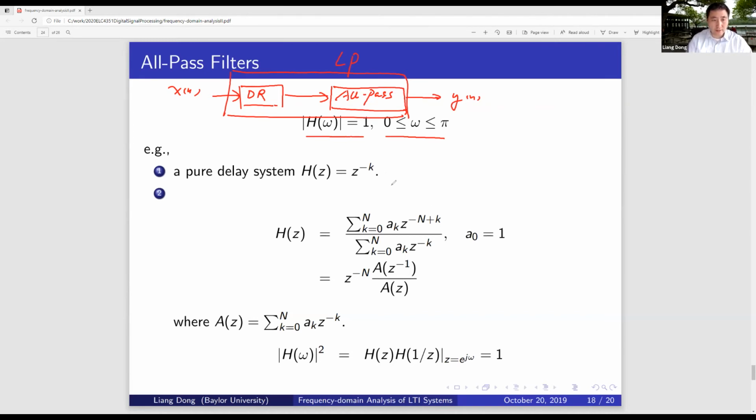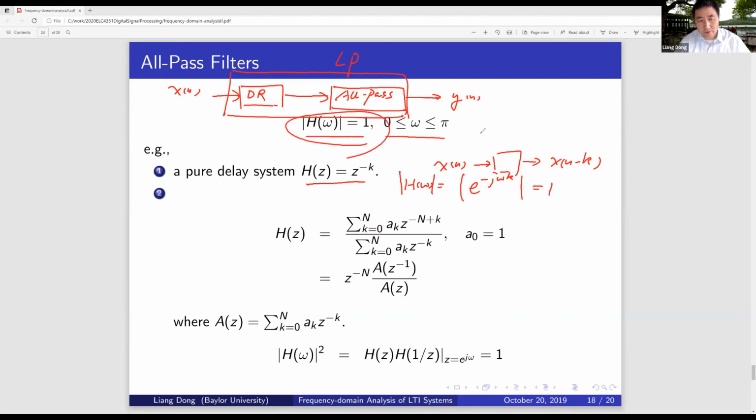How to construct an all-pass filter? A pure delay system is an all-pass filter. If the filter is H(z) equal to z to the power negative k, this is a finite impulse response. You have x(n), you go through the system, and the output is x(n minus k). That's a pure delay, so that is an all-pass filter. How to look at that? Because H(omega) equals e to the power negative j omega k. You take the absolute value; this is on the unit circle, therefore it gives you 1. By definition, that is an all-pass filter. It's very simple.